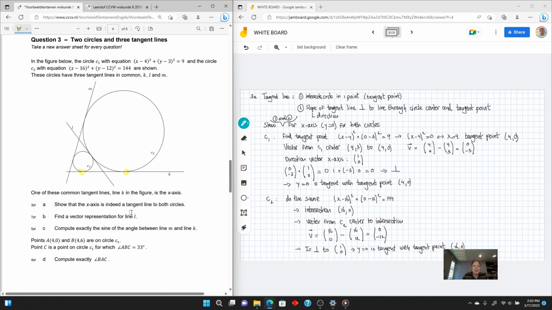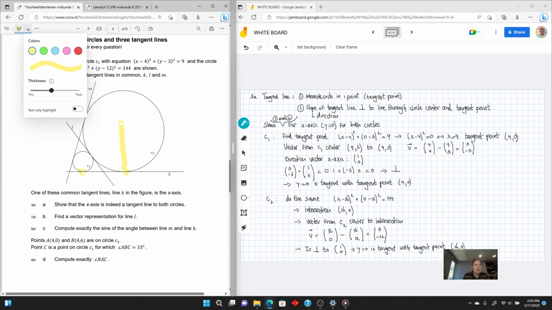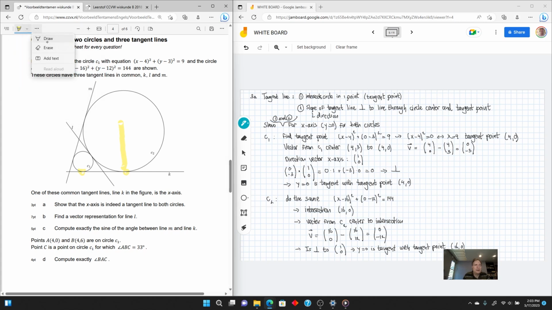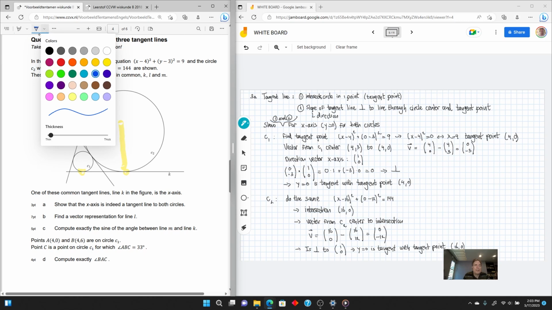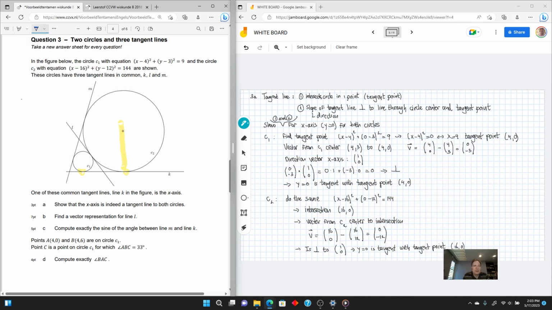Okay, so that means, I need to use a pen, that if I go from the center of the circles to this point of tangency, the tangent point, these have to be perpendicular to the tangent line K. So this has to be 90 degrees and this has to be 90 degrees.